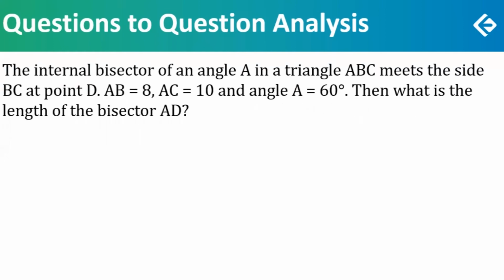The 10th question. Internal angle bisector of a triangle meets the opposite side. Two sides are given. What is the length of the bisector? This is not the median. Understand, this is not the median. It's the bisector. Just look at the solution.